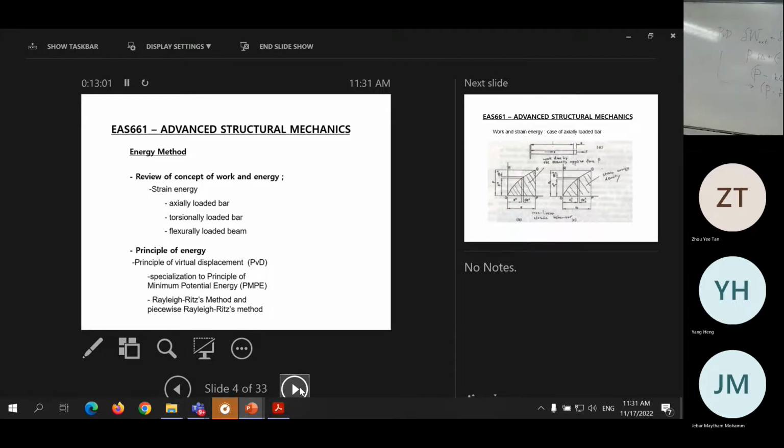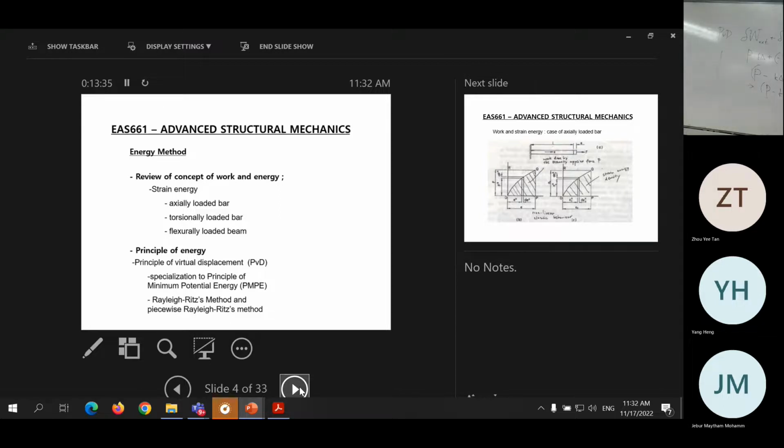Okay. Then we will go to specializations. So principle of virtual displacement is general, just like 3D elasticity, then you can specialize. So from principle of virtual displacement, we can specialize it to a specific type of problem that we want to solve. And we specialize that to principle of minimum potential energy, the short form PMPE. Here the short form we call principle of virtual displacement.